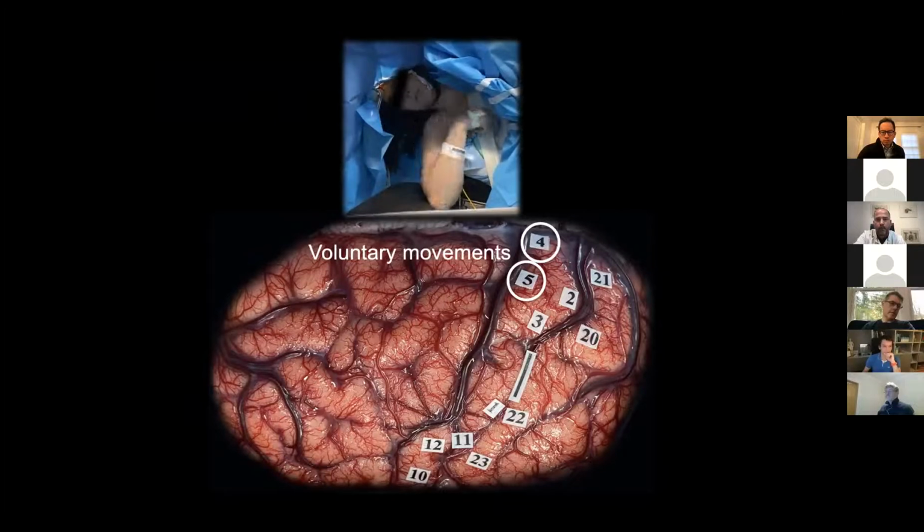Stimulation induced an arrest of the voluntary movement. Then, to ensure the quality of the cortical mapping, we verified the presence of paresthesia on the upper limb in 21, on the lips in 22, and on the tongue in 23.